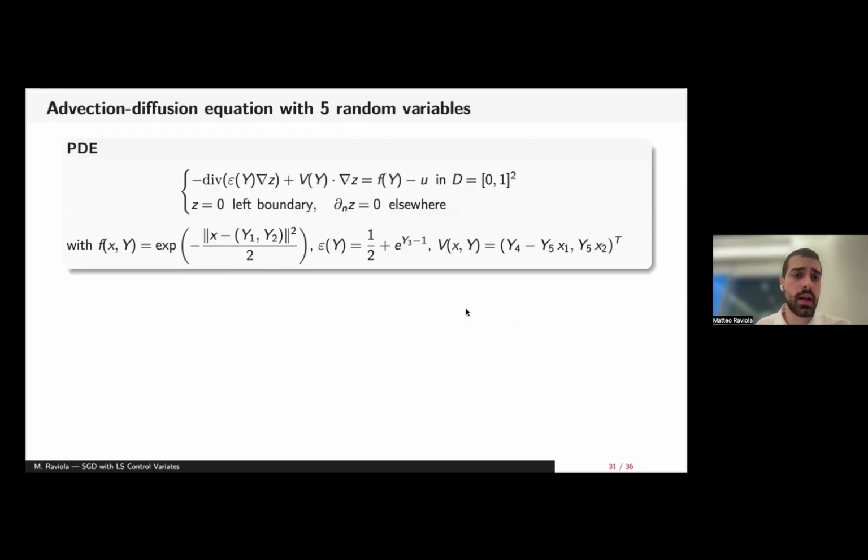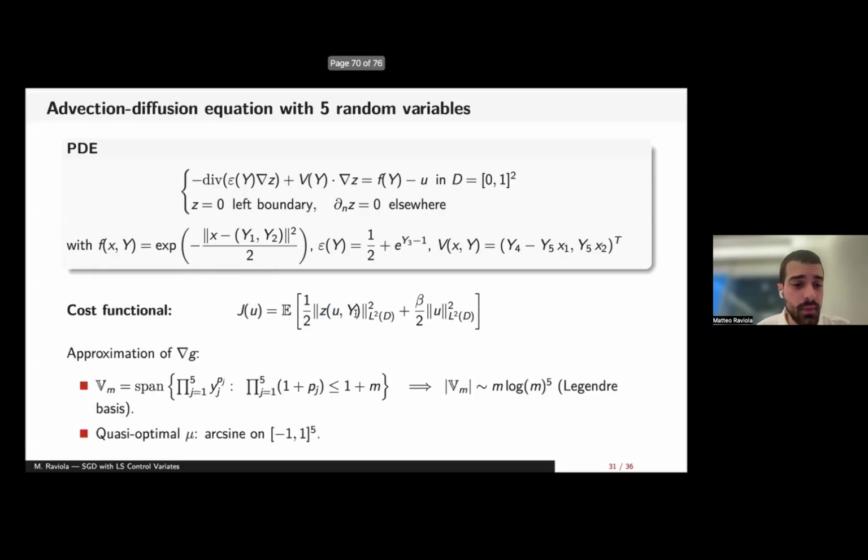So we also tried a little bit of a more complex problem. So the PDE now is advection diffusion. Just very quickly, we have 5 random parameters, and the cost function is always of tracking type. So here we are trying to reduce the size of the solution.